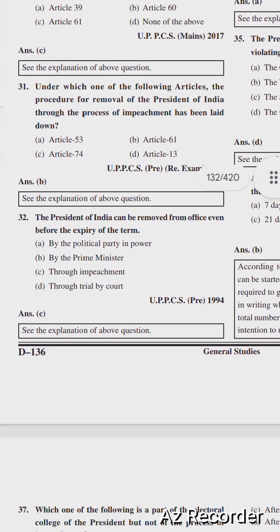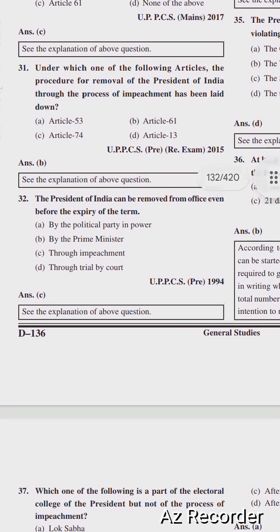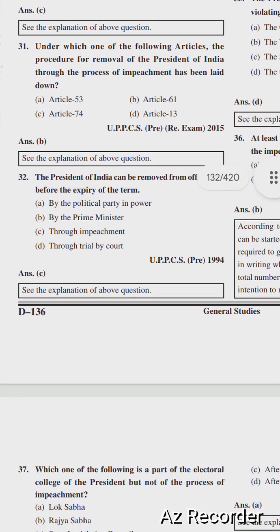So next question is, under which one of the following articles has the procedure for removal of the President of India through the process of impeachment been laid down? Options are Article 53, Article 61, Article 74 and Article 13. Right option is option number B, Article 61. Under Article 61, the procedure for removal of the President of India through the process of impeachment has been laid down.